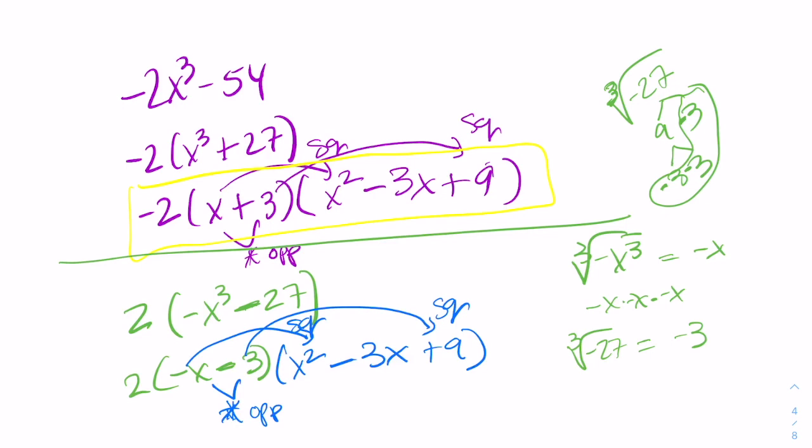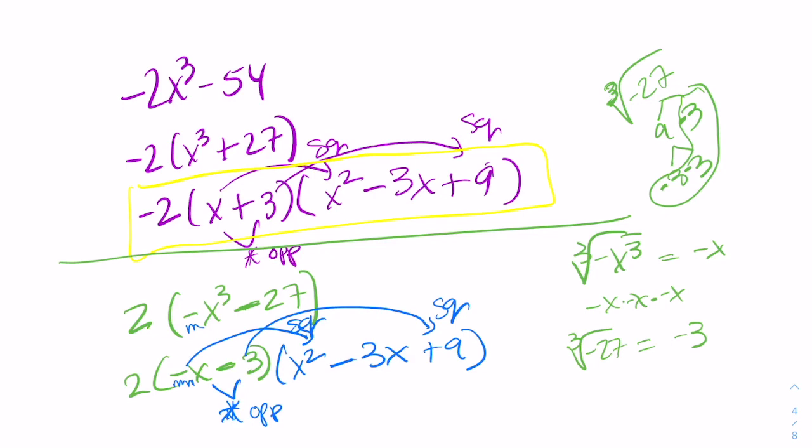Oh, sorry, it's a positive 3x when you multiply two of them together. So it gives you, oh yeah, so negative. So this one is different because this is negative as well, so that changes our pattern slightly, so the SOAP doesn't work on this one.